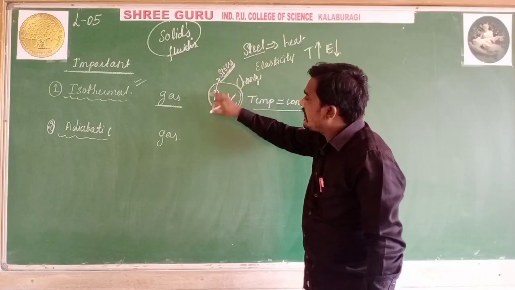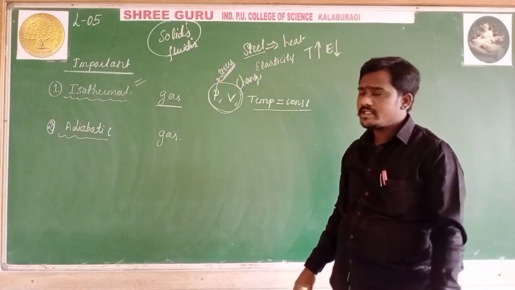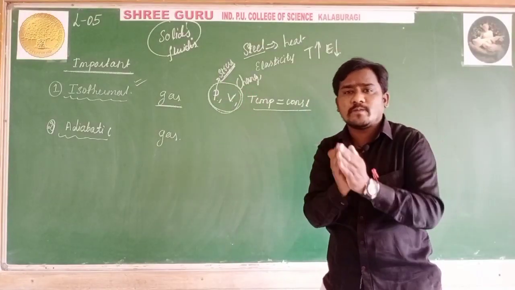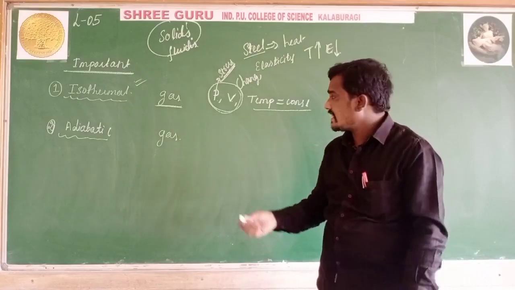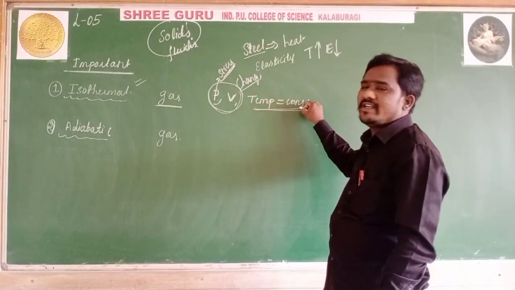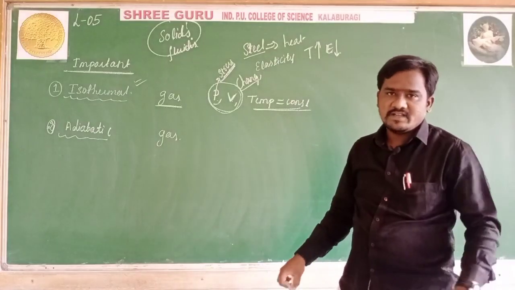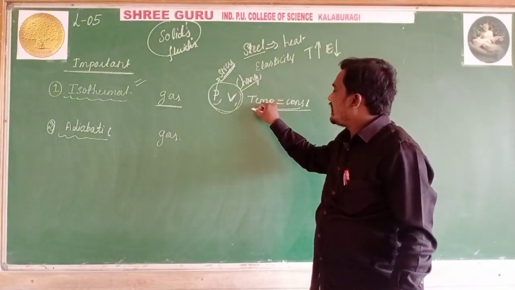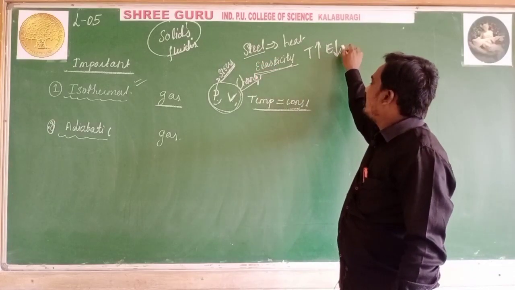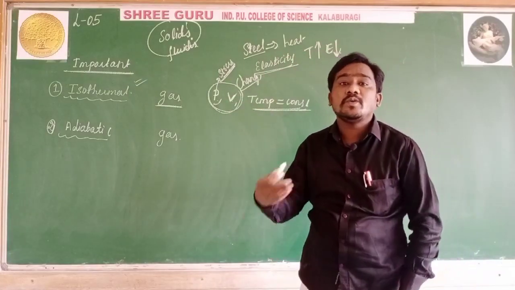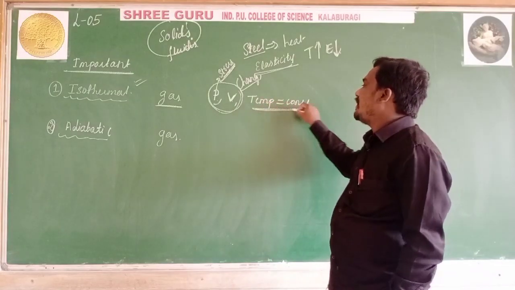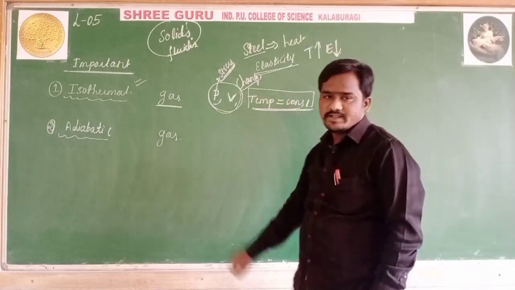If the stress applied is different for different materials and volumes, for steel the compression is less, for iron it is more, the volume also changes, the pressure also changes, but temperature must be constant. Why? Because if temperature increases, elasticity decreases and the elastic properties are going to be lost. That's why always keep in mind, temperature must be constant.